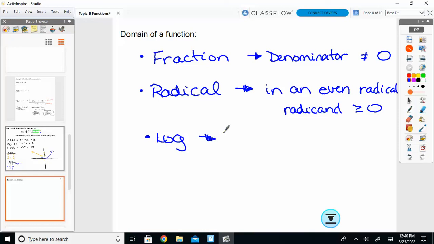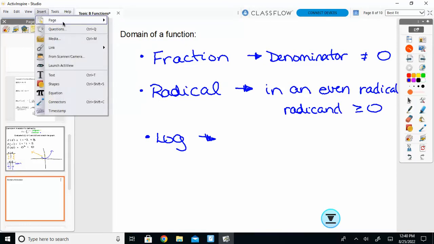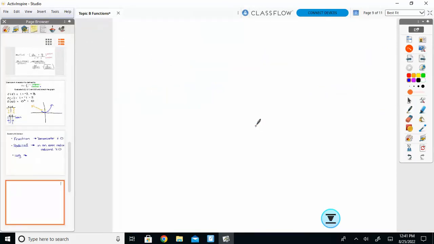And then log. It's been a while. What can't you take the log of? Oh, such a failure. What did I do wrong? Okay, let's have a little crash course. At the end of college algebra. I wasn't in college algebra. Or the end of pre-calculus, all of algebra.